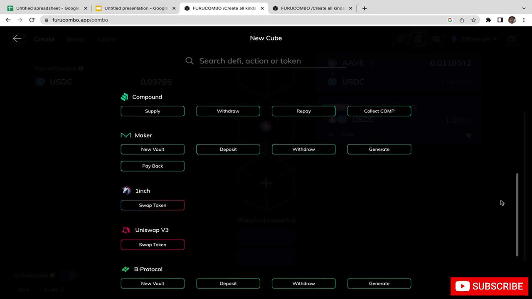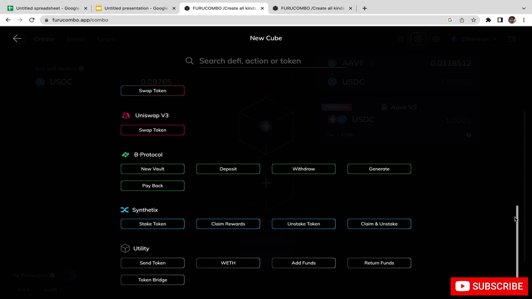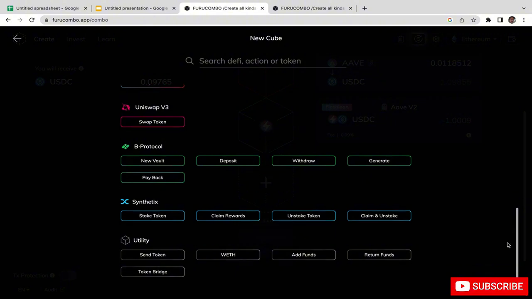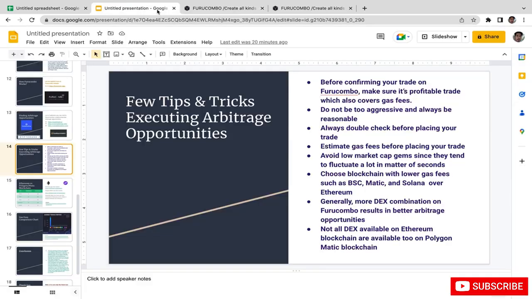So if you want to perform a trade on that decentralized exchange, you have no choice besides using Ethereum. The consequence of using Ethereum is that you'll be paying higher gas fees. But if the arbitrage opportunity is there on 1inch, then I guess that's the only choice you've got. So yeah, I think that's all for tips and tricks when it comes to executing arbitrage opportunities.